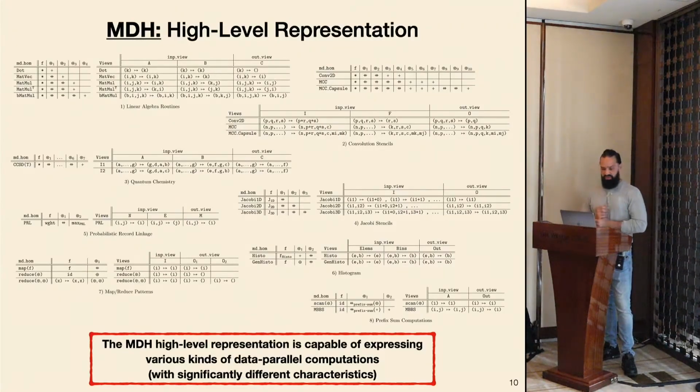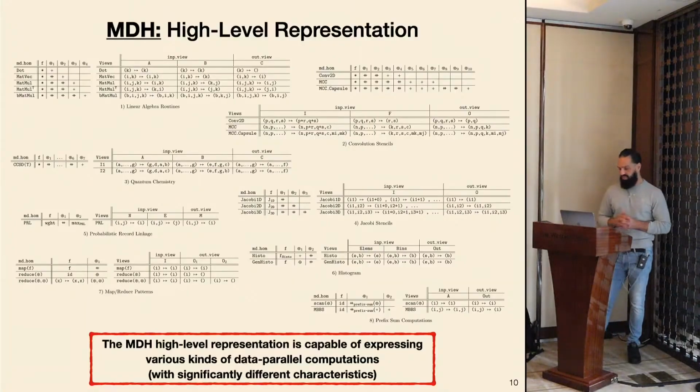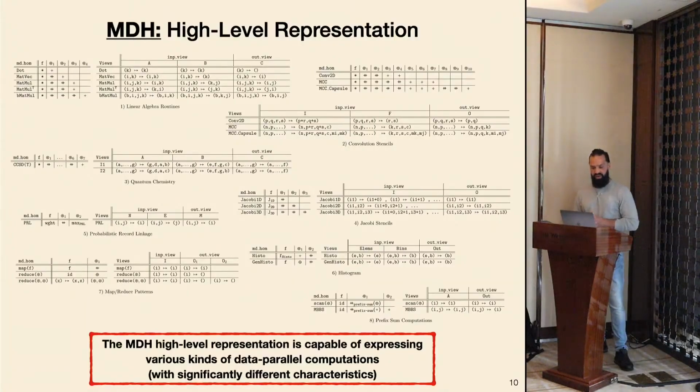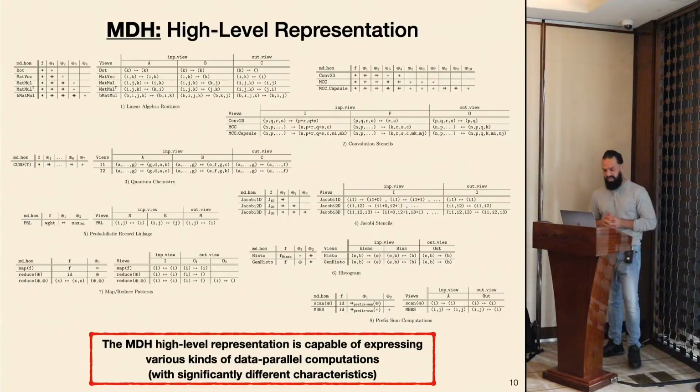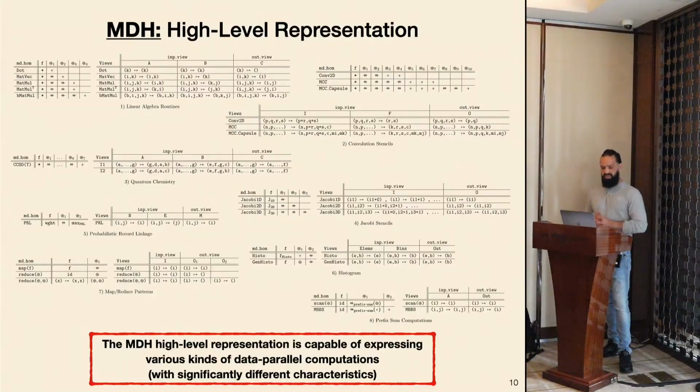Then we've also expressed further examples, like convolution-like stencils and Jacobi stencils, which differ from linear algebra routines by accessing neighboring elements in their input data. Then we have quantum chemistry computations, probabilistic record linkage, which is an important example from data mining used to identify duplicate entries in a database, histogram computation, map-reduce pattern, prefix sum computation, and so on and so forth. So we consider this a diverse set of different data-parallel computations here.